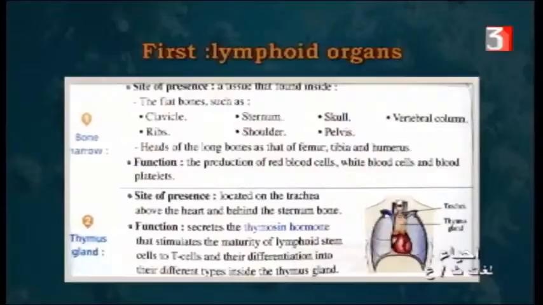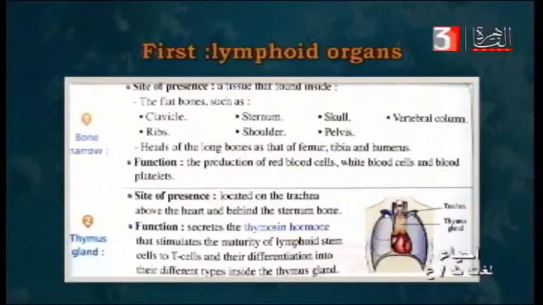What is the thymus gland? Thymus gland, okay, you can see it above the sternum. Site of presence: located on the trachea, above the heart, behind the sternum. Sternum bone, it is the bone which consists of 10 ribs, joined together in one bone known as the sternum. Behind the sternum we can see the thymus gland.